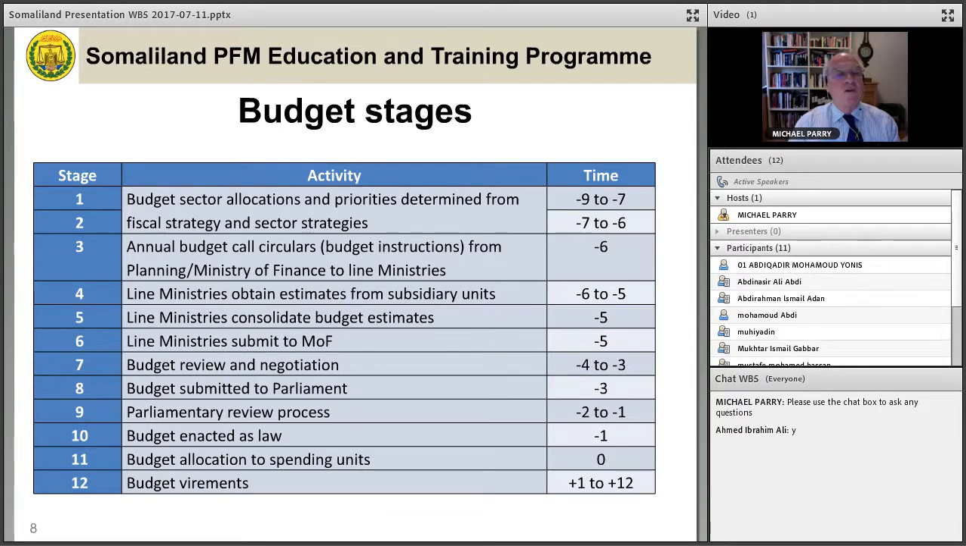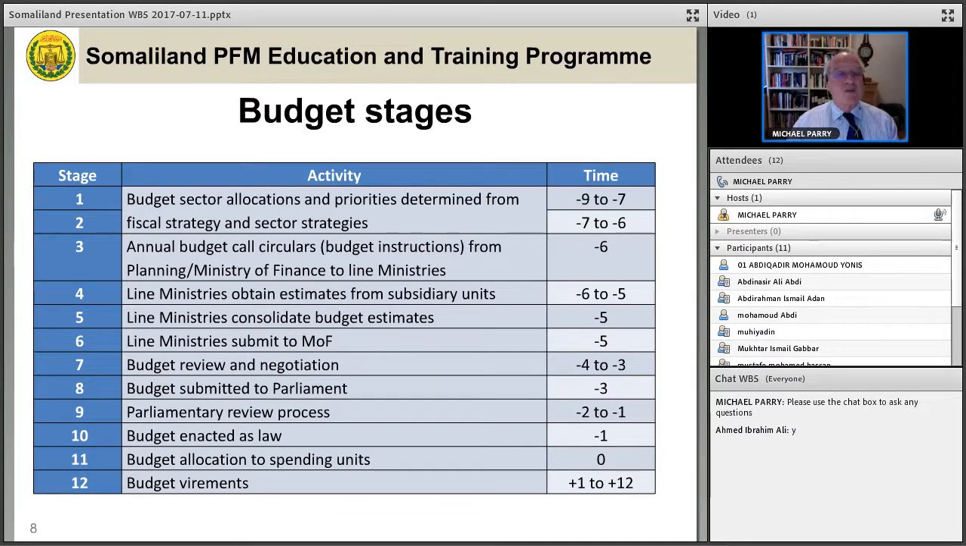So we're now talking about round about this month. If you're budgeting now for 2018, by now you should have, or be in the last stage of preparing your ministry estimates, which are then sent to the Ministry of Finance. So these are estimates from the individual ministry saying how much they want. Theoretically, those should be within the expenditure ceilings that were set in the budget call circular in 3.